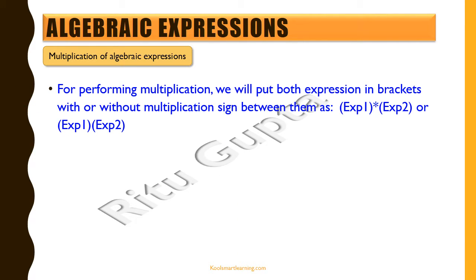That was the simplest multiplication that we performed for algebraic expressions, monomial multiplied with monomial. Now if we want to perform multiplication for expressions which could have more than one term, we'll put both the expressions in brackets with or without a multiplication sign between them. Note that it does not matter whether we put a multiplication sign between expression 1 and expression 2 or we don't put it, it means the same.